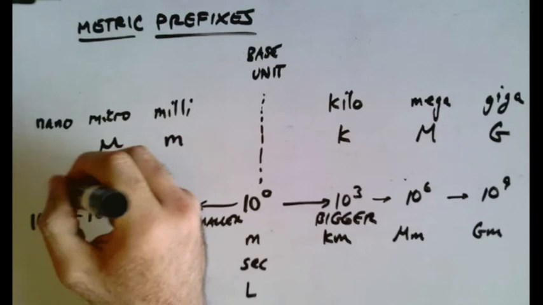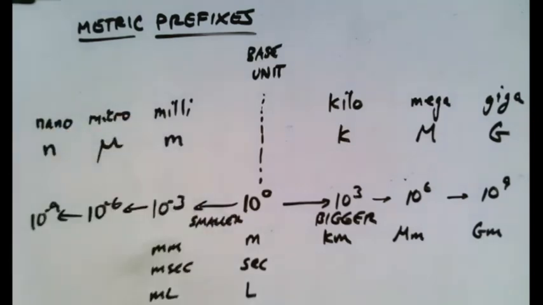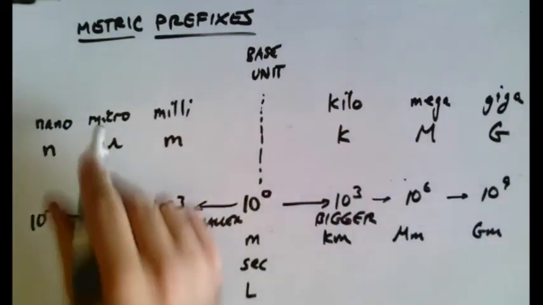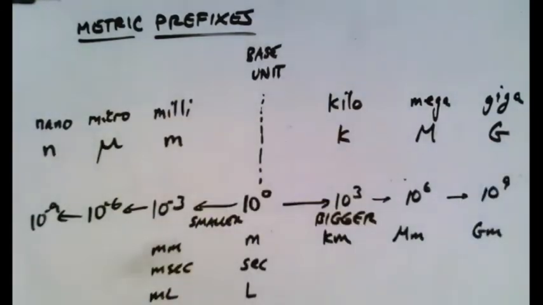10 to the minus 9, think old iPods. That's nano. And so when you hear that, that is 1 billionth. It is as small as giga is big. Micro is as small as mega is big.